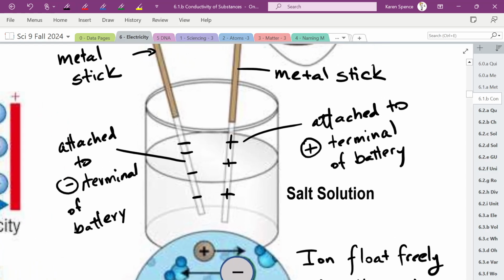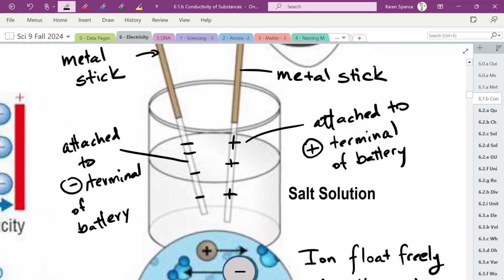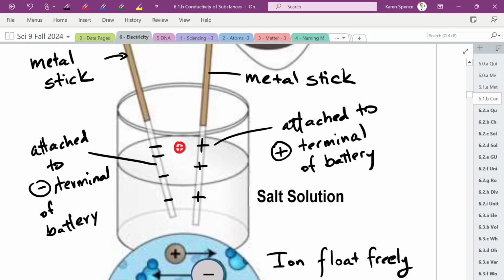Now, if I had a negative over here and a positive over here, what if I had a positive ion right here? Which direction would it go? Would it go to the left or would it go to the right? Have a discussion about that. I hear some people saying left and some people saying right. Which direction is that positive ion going to float?